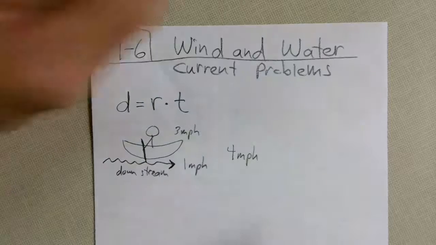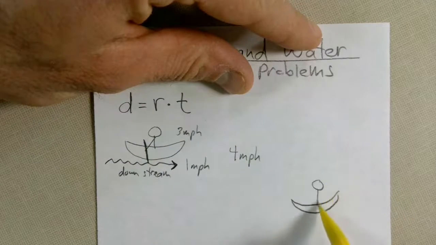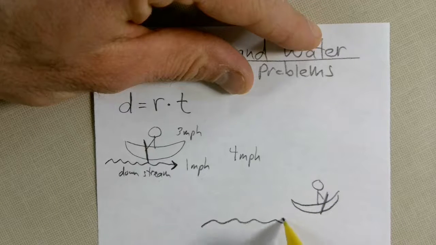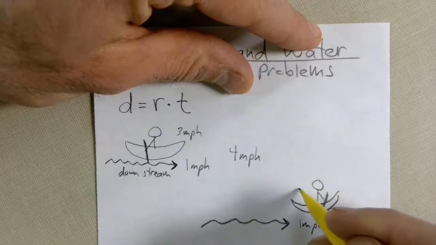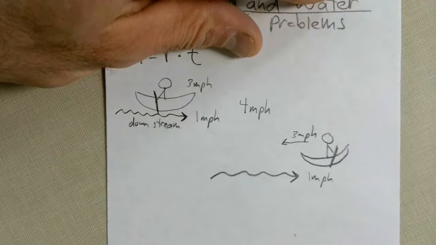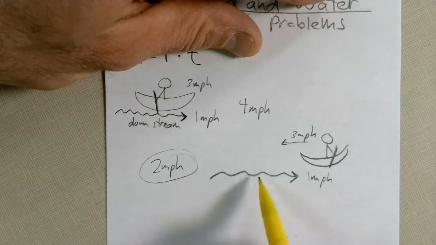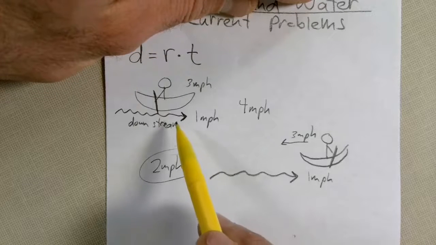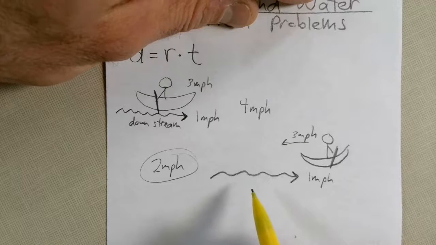Now suppose you forget something back at your camp, and then you've got to go this way, upstream. The water's still pushing this way at 1 mile an hour, and you are pushing this way at 3 miles an hour. Now what's your total speed? Your total speed now is 2 miles an hour. You go a lot slower because you have to fight the water's current. Here you get a free ride. Here you're earning every bit of inch you get.